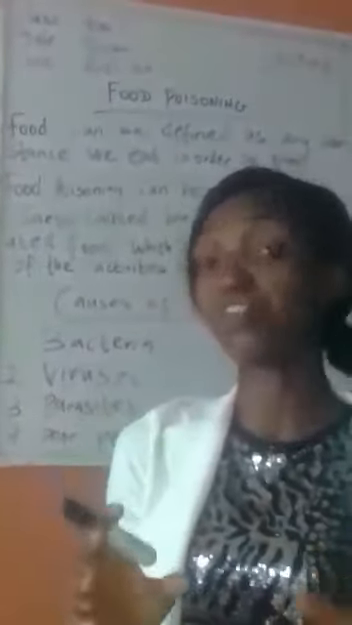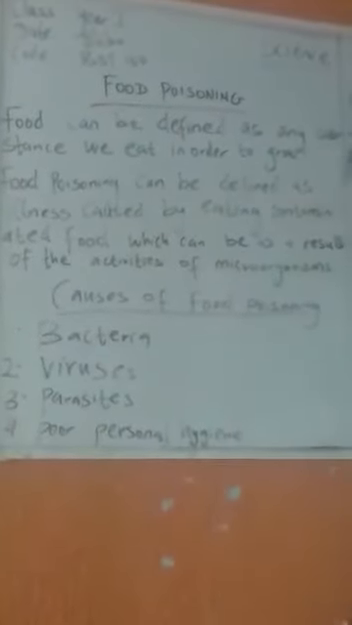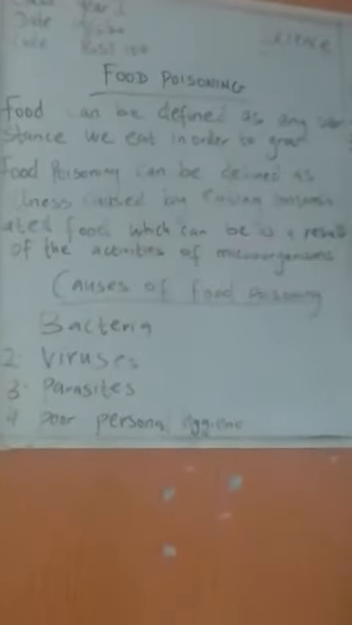In as much as food is very important, at the same time we need to be very careful and apply caution in what we take in, because it has the ability to cause diseases. So let's look at food poisoning. Since you understood what food is all about, food poisoning can be defined as illness caused by eating contaminated food.